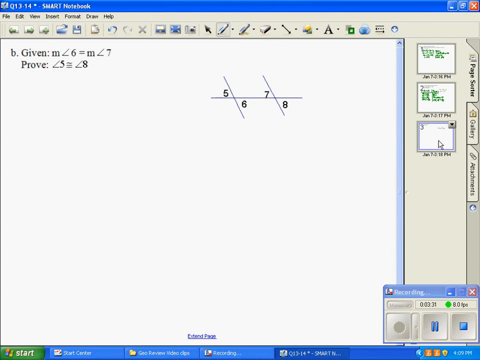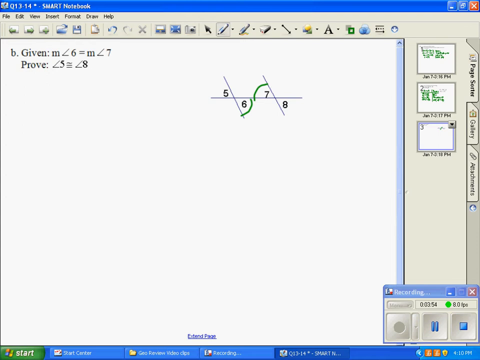Okay, in this case we have some angles here. We have these 2 lines cut by a transversal. We don't really know much about the lines. The only thing we know is that angle 6 is equal to angle 7. Okay, so let's see what we can do here.